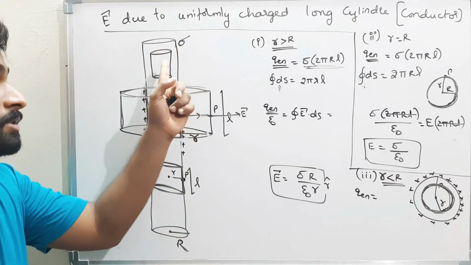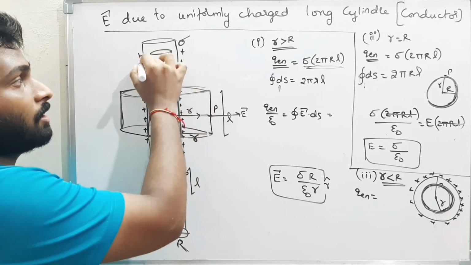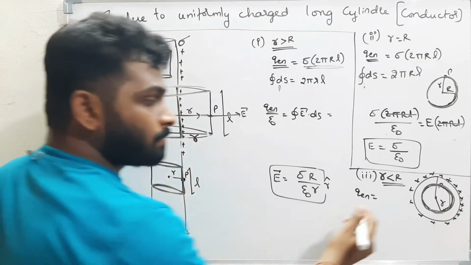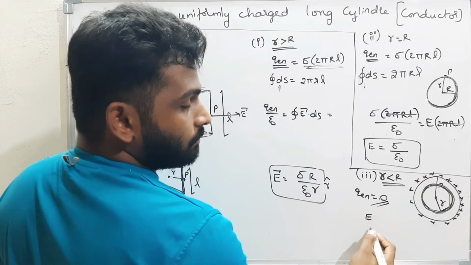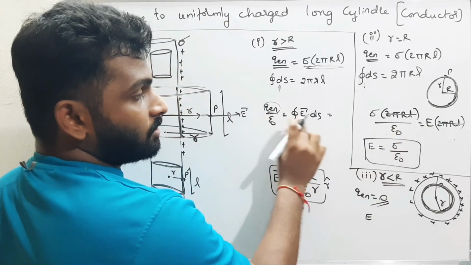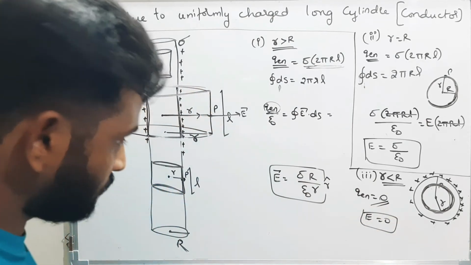That is a Gaussian surface. What is the charge present in that Gaussian surface? The charge is always on the surface, right? Now what is the charge present in this Gaussian surface? The charge is 0. If the charge is 0, now what is the electric field? In this formula, if the charge enclosed is 0, what is the electric field? Electric field is 0.